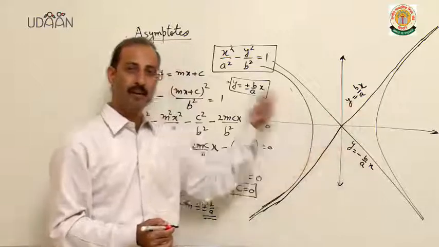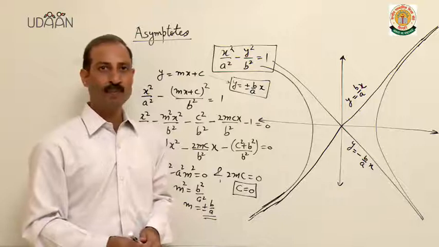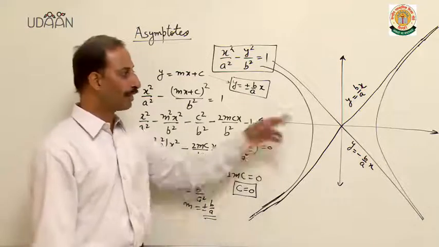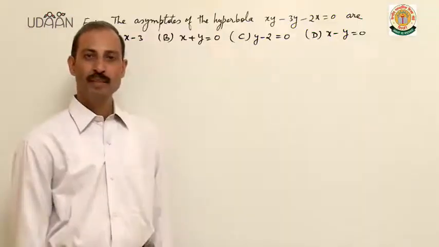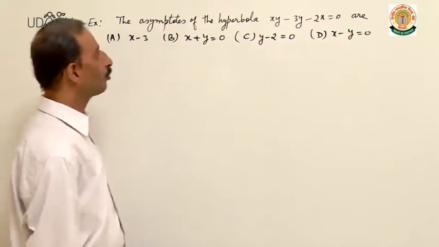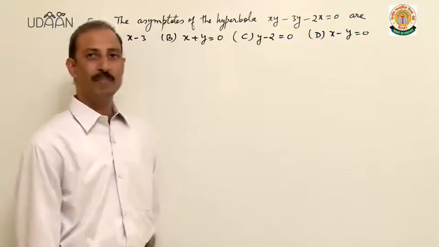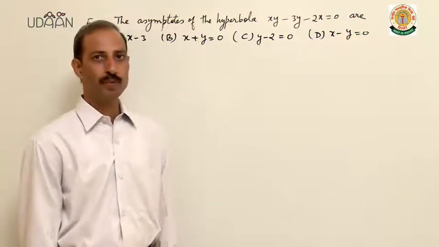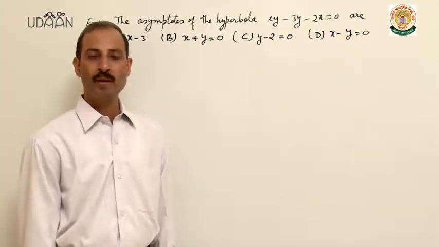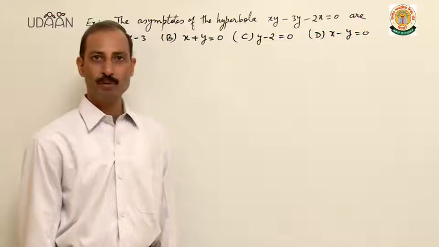Combined equation, I already told you the difference between the equation of hyperbola and the combined equation of asymptotes, that you already know. Now an example based on the asymptote. The asymptotes of the hyperbola: the equation of the hyperbola is given here, xy minus 3y minus 2x is equal to 0. This is not the standard form. Now how will you get the equation of asymptotes of this hyperbola?